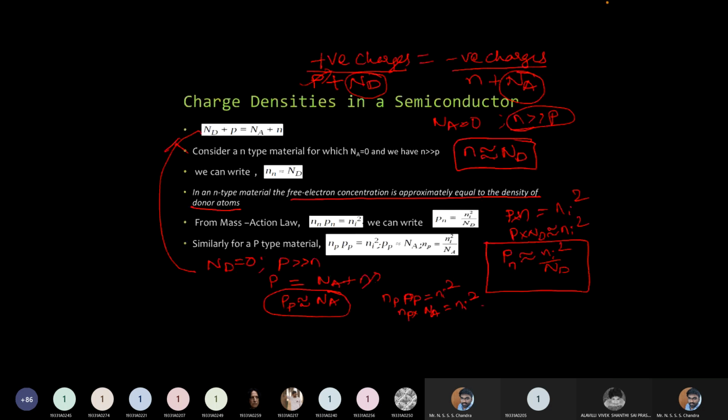These will be small in number. These are minority carriers, both of these. So holes in an N-type material and electrons in a P-type material are minority carriers. These are the minority concentrations, whereas these are the majority concentrations. So Nn is nearly equal to Nd, and Pp is nearly equal to Na.